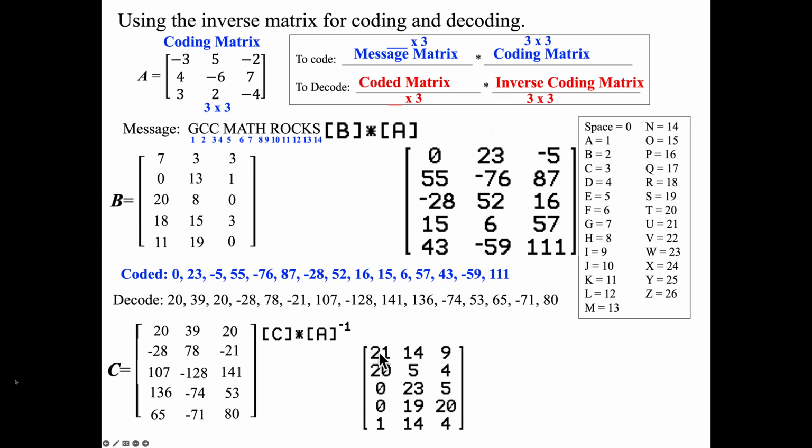So 21 is a U, 14 is an N, and 9 is I. So that's the first three letters. 20 is a T. We got E and a D, so that's united. A space, a W, and an E. Space, S, T. Then A, 14 was N and 4 was D. United we stand was that coded message.